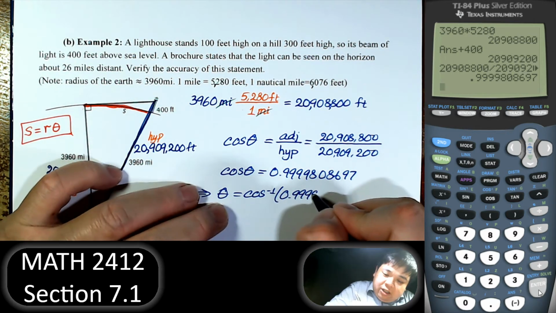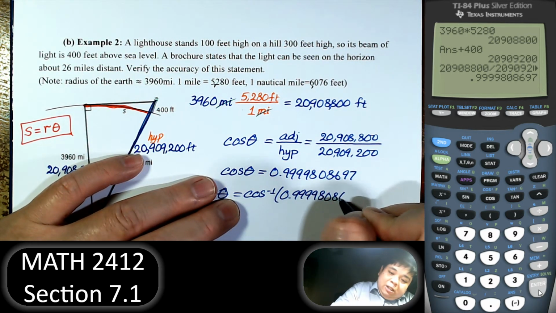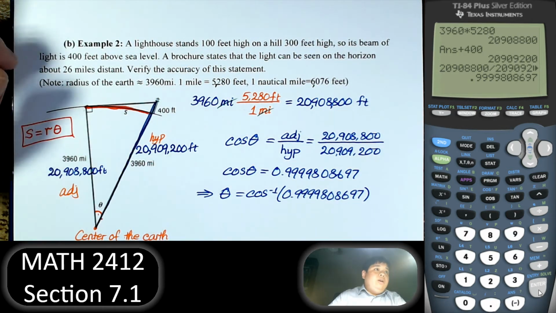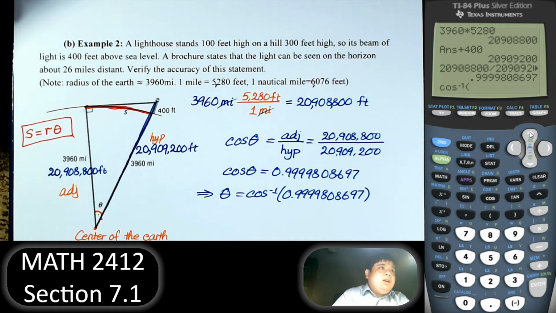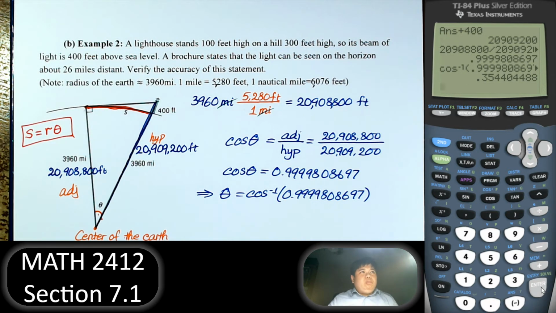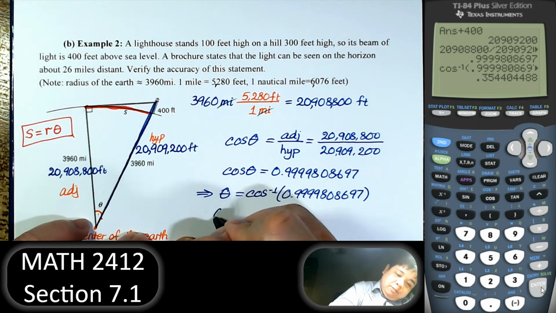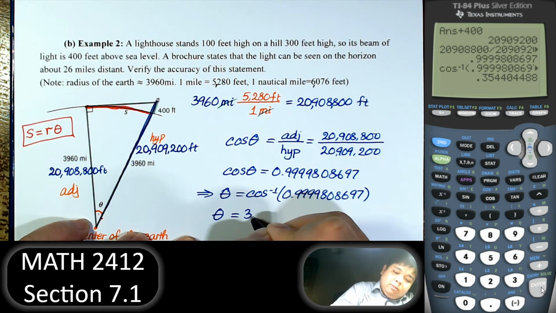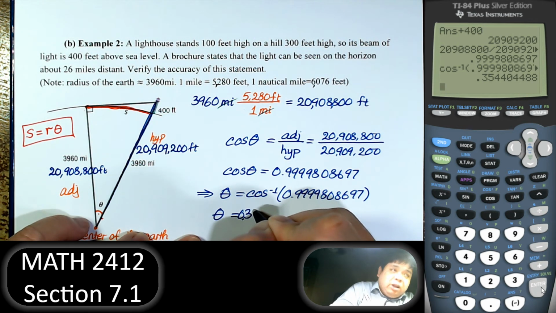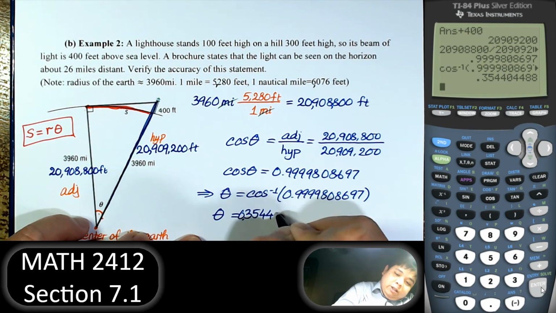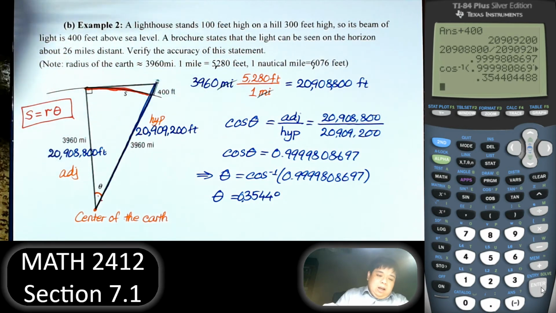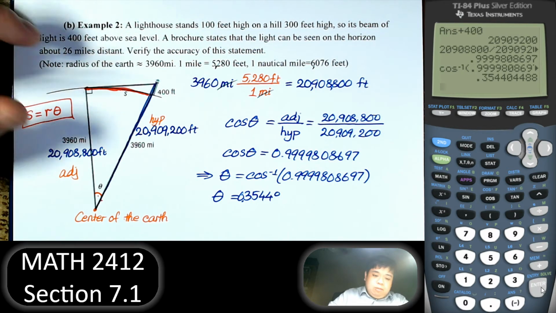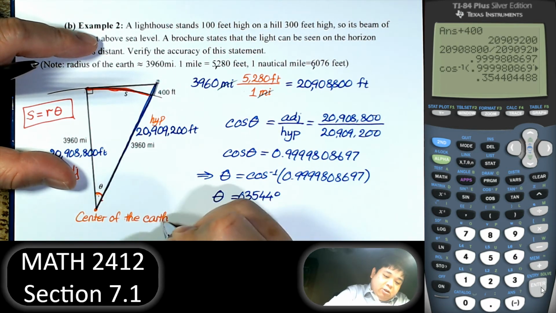There are 4 nines, 808697. Alright, so yeah, still in degree mode. Cosine inverse of that, so it is about 0.3544 degrees. Right, so that is the measure of the central angle.